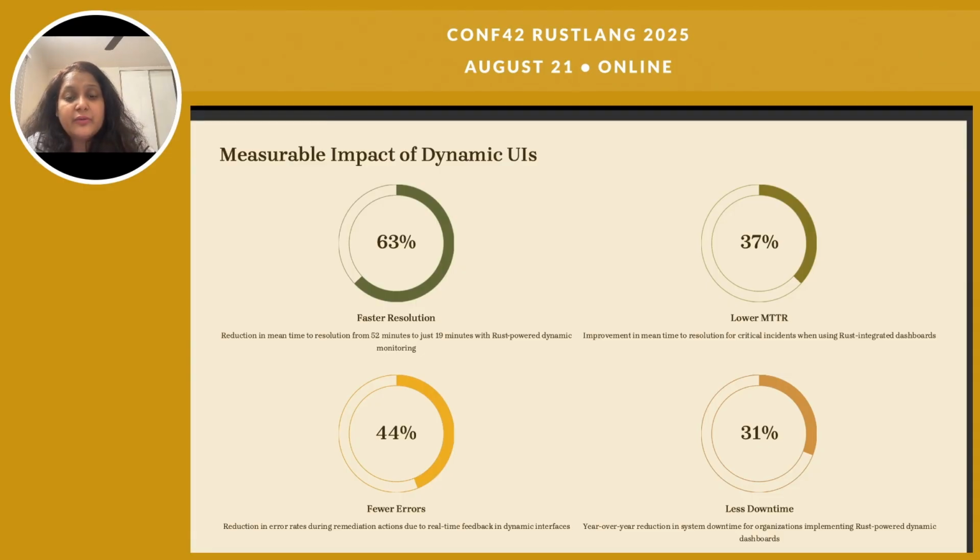So, it was from 52 minutes down to 19 minutes. There were 37% improvement for a critical incident, 44% fewer operator errors thanks to the instant feedback, 31% less downtime year over year. And these aren't hypothetical improvements. They come directly from the production environment where these deployments were done.